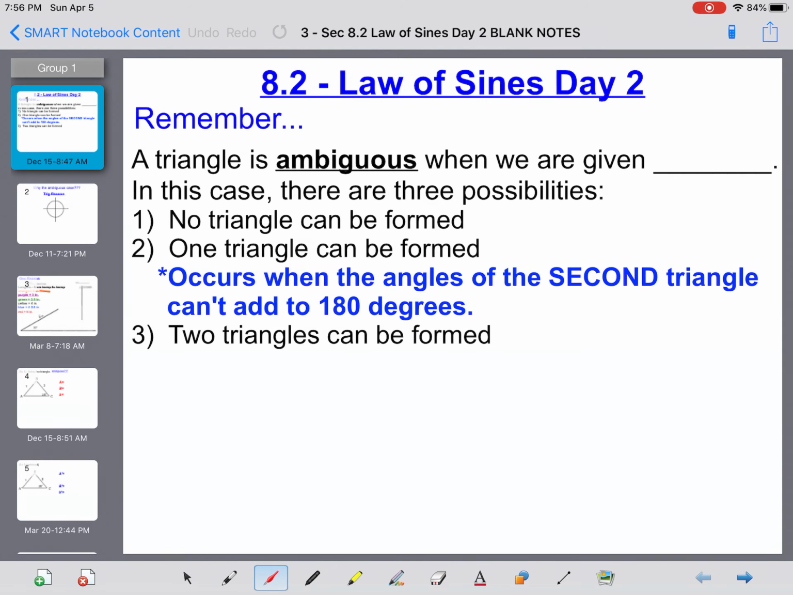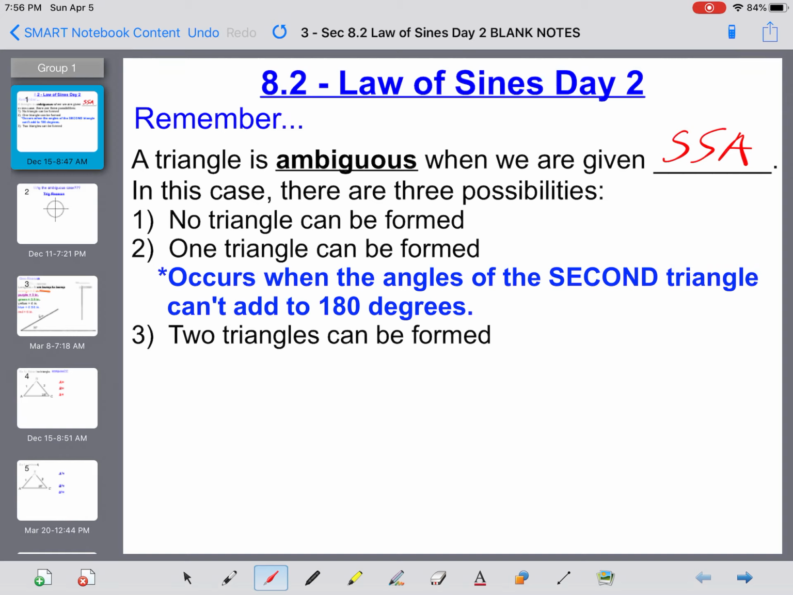Last week we looked at law of sines. Now we're going to look at more with that ambiguous case we talked about last week. So a few reminders here. When we talk about a triangle that is ambiguous, that only happens when we're given this, right? And if you spell it the other way, it has a bad word in it. That is the only time we have to worry about this ambiguous situation, when we use law of sines and we're given SSA.